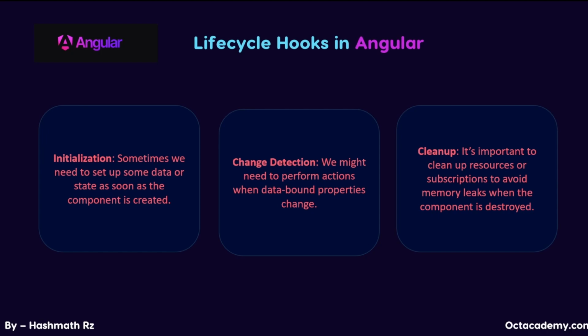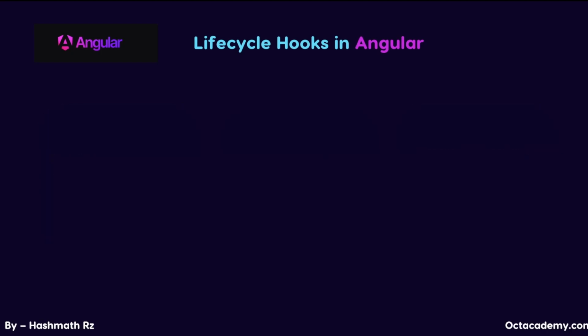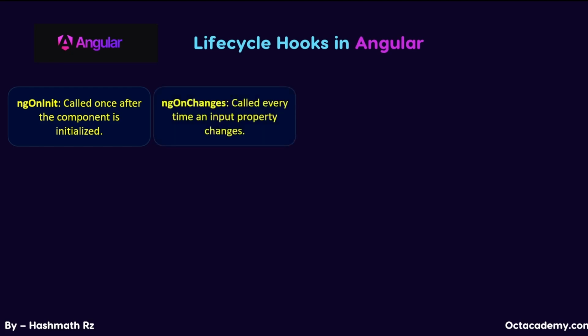Alright, so now let's get an overview of the different lifecycle hooks available in Angular. We have 8 different lifecycle hooks available in Angular components. The first one is ngOnInit. This is called once after the component is initialized. The second one is ngOnChanges. This is called every time an input property changes.